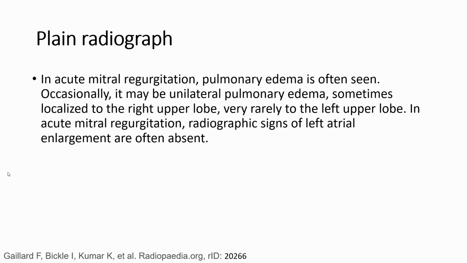In acute mitral regurgitation, pulmonary edema is often seen. Occasionally, it may be unilateral pulmonary edema, sometimes localized to the right upper lobe, very rarely to the left upper lobe. In acute mitral regurgitation, radiographic signs of left atrial enlargement are often absent.